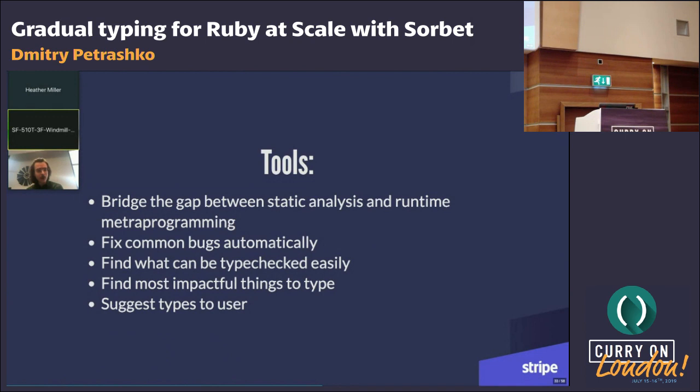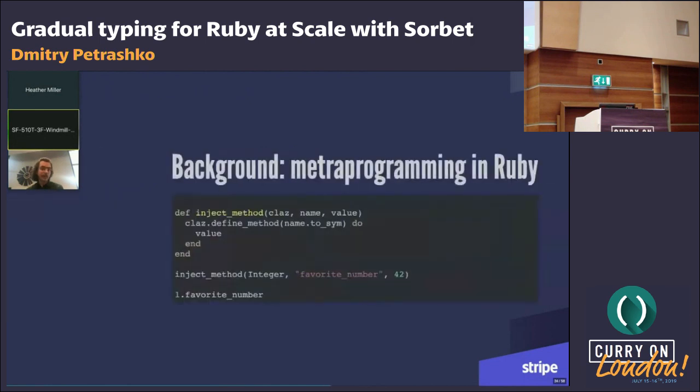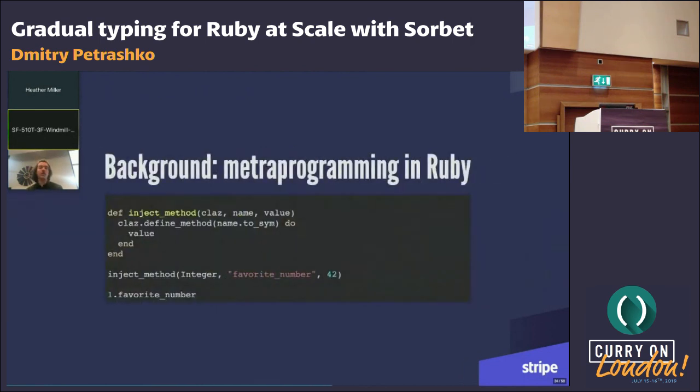So the first one, bridging the gap between static analysis and runtime metaprogramming, is arguably the most important, and I need to give some background to explain why. In Ruby, there is a common practice to do metaprogramming. What this means is that at runtime, you'll write code that defines classes or methods. In this particular snippet, the inject method, given a class, will define a method with a name that returns a value. And by evaluating the snippet entirely, you'll effectively define a method called favorite number on integers that returns 42.